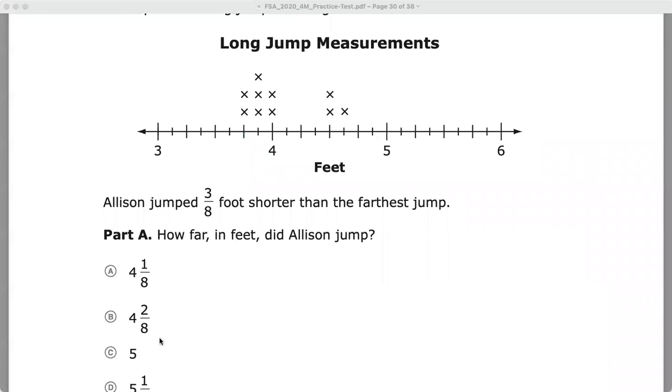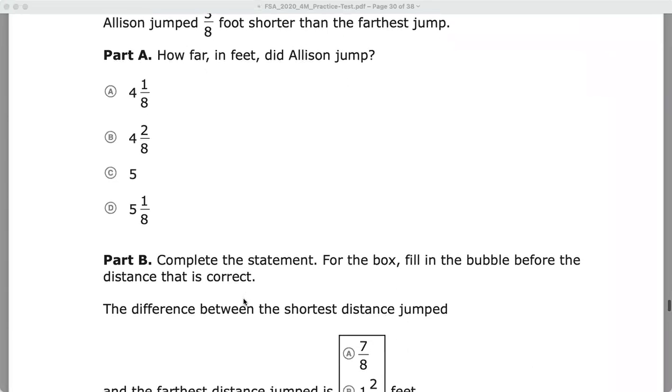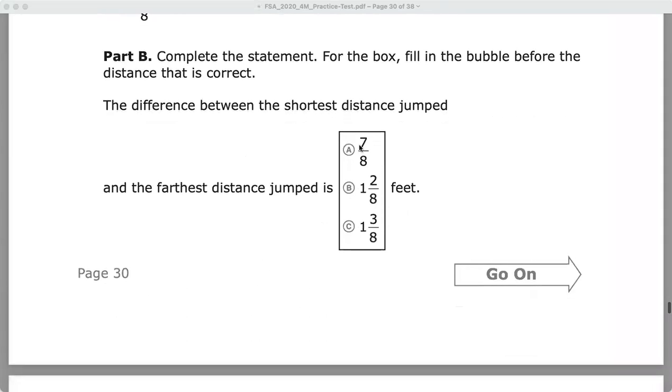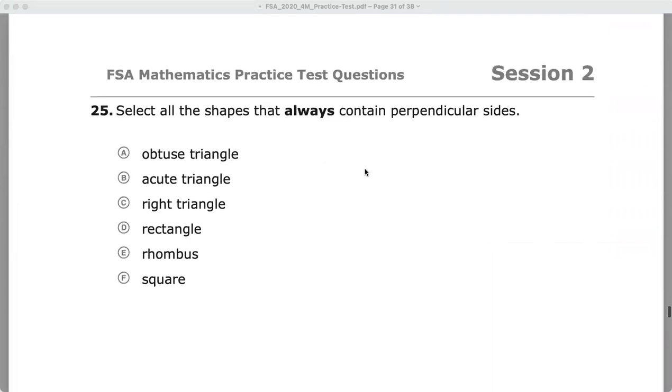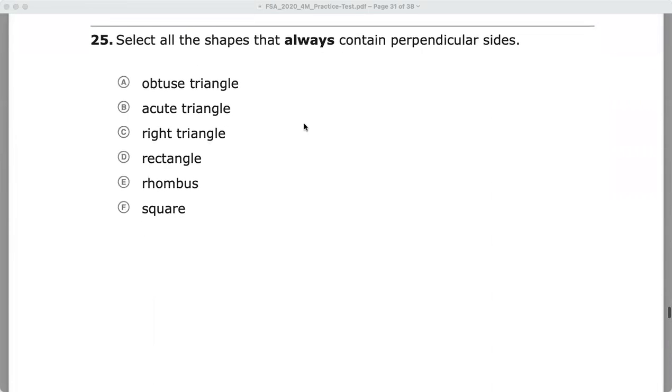So the cool thing about math is there's usually more than one way to solve a problem. So it would have been A, 7/8. Okay, select all the shapes. Remember, if you see something like this where it says all, there's going to be more than one correct answer. So check all of your answer choices that always contain perpendicular sides.